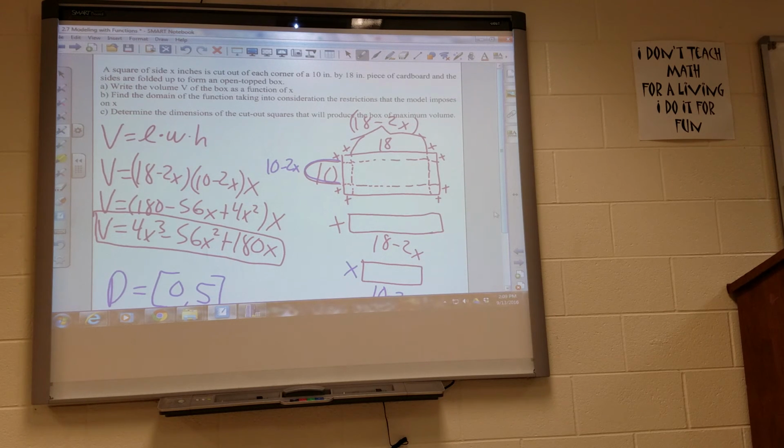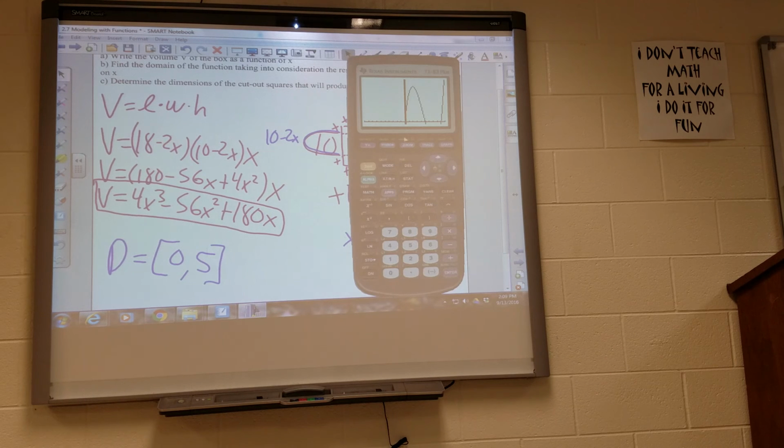So I just have to do second calc. It's a maximum here. Left bound, right bound, and I'm going to guess right near the top. So pretty much an x value of 2 is going to give us our largest volume of 168.